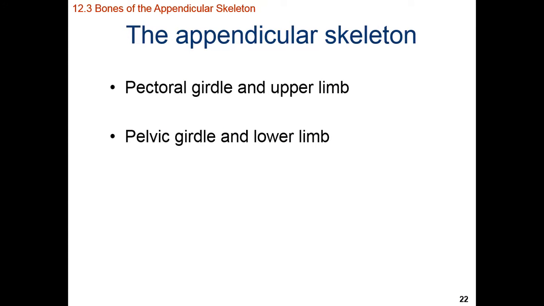Let's move on to the appendicular skeleton. Our appendicular skeleton is essentially the part of the skeleton that's associated with the arms and the legs. That will include the pectoral girdle and the upper limb, and the pelvic girdle and the legs or lower limb.